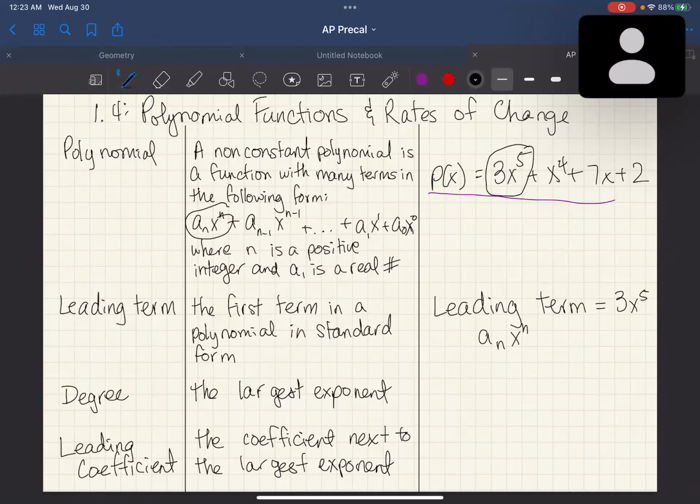Now the degree of a polynomial is going to be your largest exponent. So in the general example, that would be the n. In my example, my polynomial is of degree 5. And again, if I were keeping it general, it would just be n. Now a leading coefficient is the number that's next to the largest exponent, which in my example would be 3. In the general example, it would be a_n.